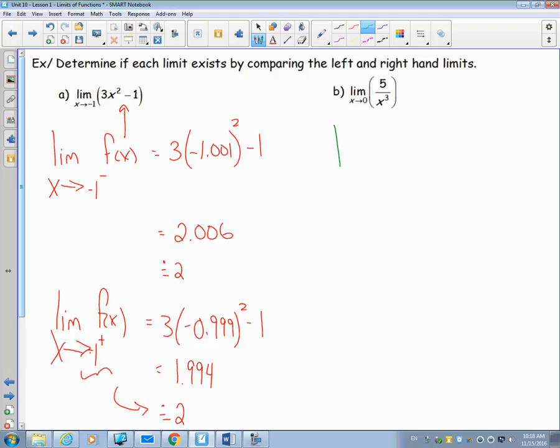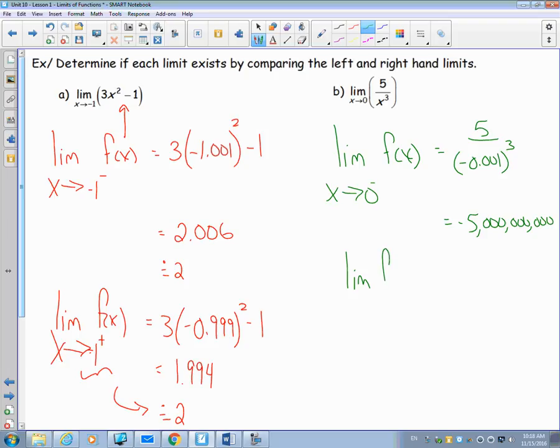So what happens as we approach 0 from the left for this function? If I were to try, I don't know, -0.001, we would get 5 over (-0.001) cubed. And what does that come out to? That's a really big number. It's -5 billion. Okay, that's the left-hand limit.